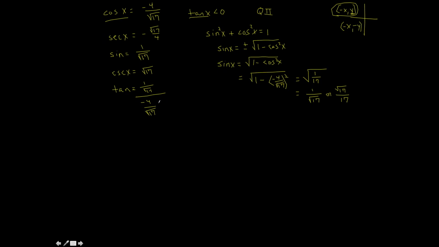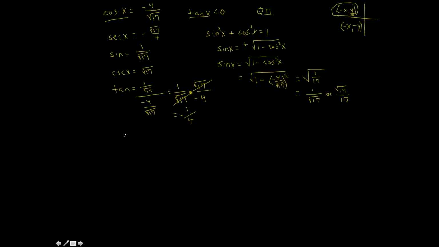So if we do the reciprocal like you've always been taught to do, you get, well, this should be a multiplication sign right here, folks. That should be square root of 17 over negative 4. And notice that the square roots of 17 will cancel each other out. And so we're left with negative 1/4 for our answer for tangent.